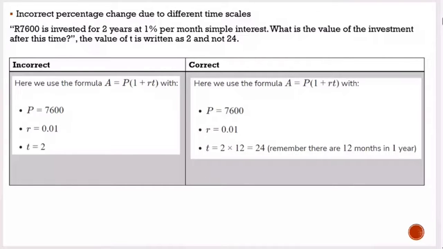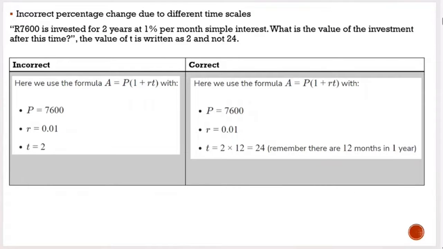This is an example where you could find that there are misconceptions, whereby there's an investment of 7,600, which is invested in 2 years at 1% per month, simple interest. This is per month. It's not just yearly. So now it is important that you take into consideration those months. So what is the value of the investment after that time? The value of T is sometimes written as 2 and not 24.